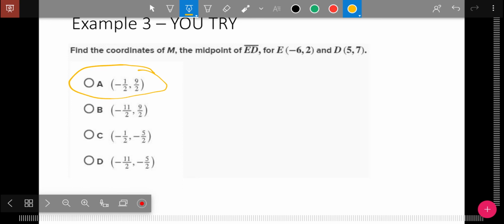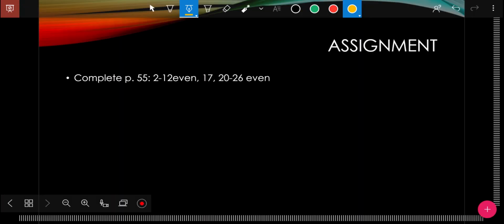All right, we're going to stop there. We have more to do in this section, but I want to make it something that's a little bit easier here as we struggle with this virtual learning. Hopefully you're getting better at it. You can turn this assignment in on Schoology, or you can wait and show it in person if that is an option we have in this class. And so page 55, 2 through 12 even, 17, and then 20 through 26 even. Good luck.